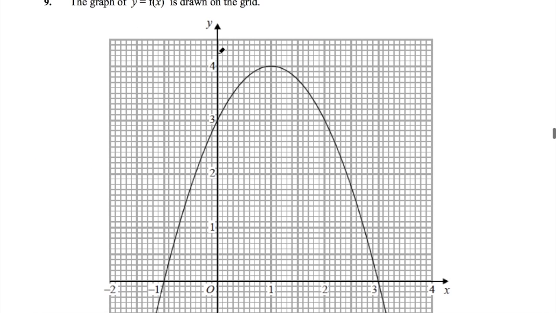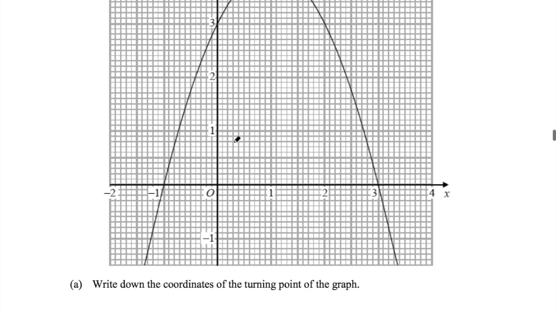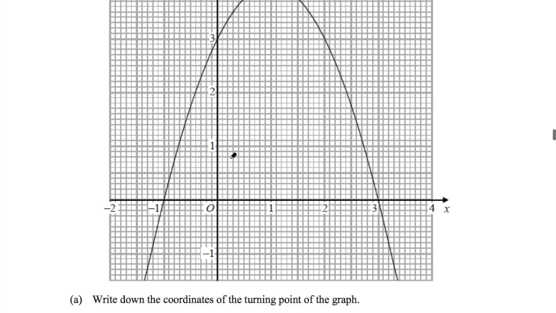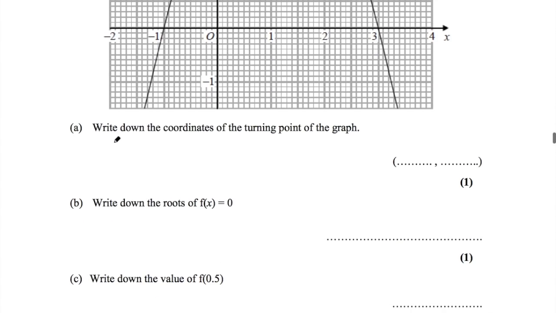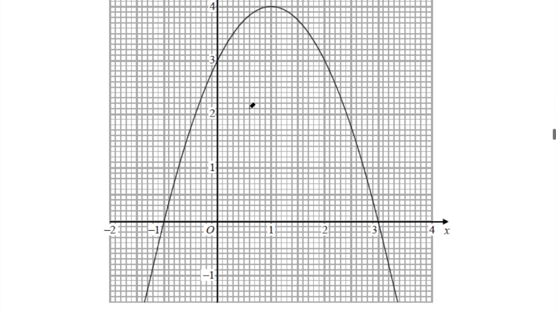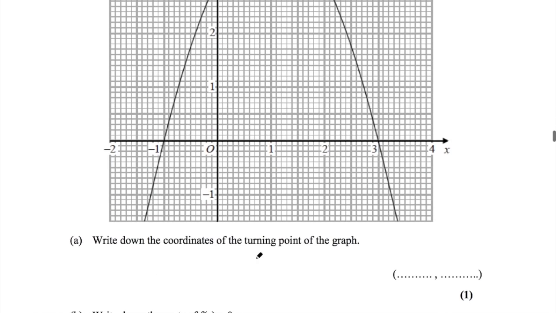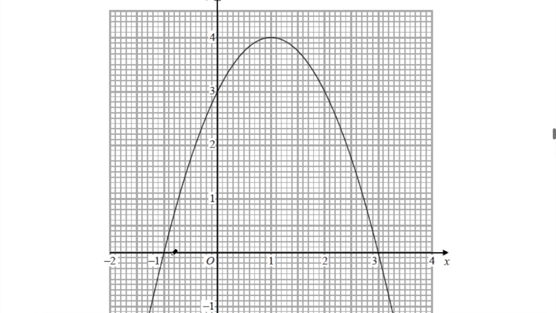Question 9 says the graph of y equals f of x is drawn on the grid. And here we have the graph of a quadratic. And it says, write down the coordinates of the turning point of the graph. So the turning point, hopefully, even if you'd never seen this before, you can just see it must be where the graph turns. So it's going up and up and up, and then it starts going down. So right at the top here is the turning point. And the coordinates of that point are 1 on the x-axis and 4 on the y-axis.